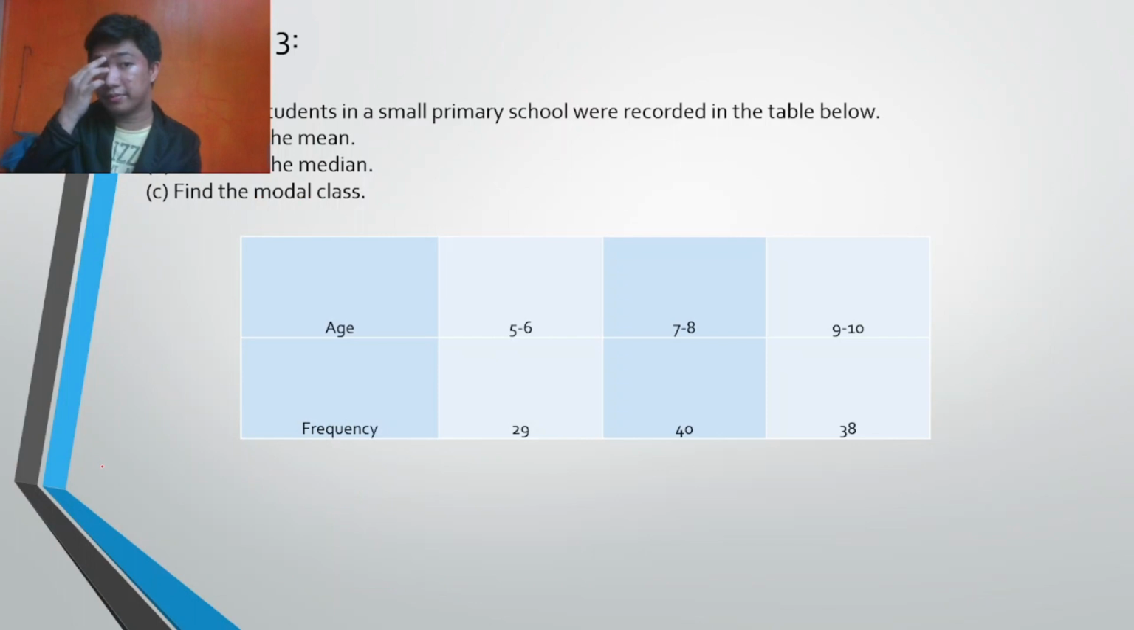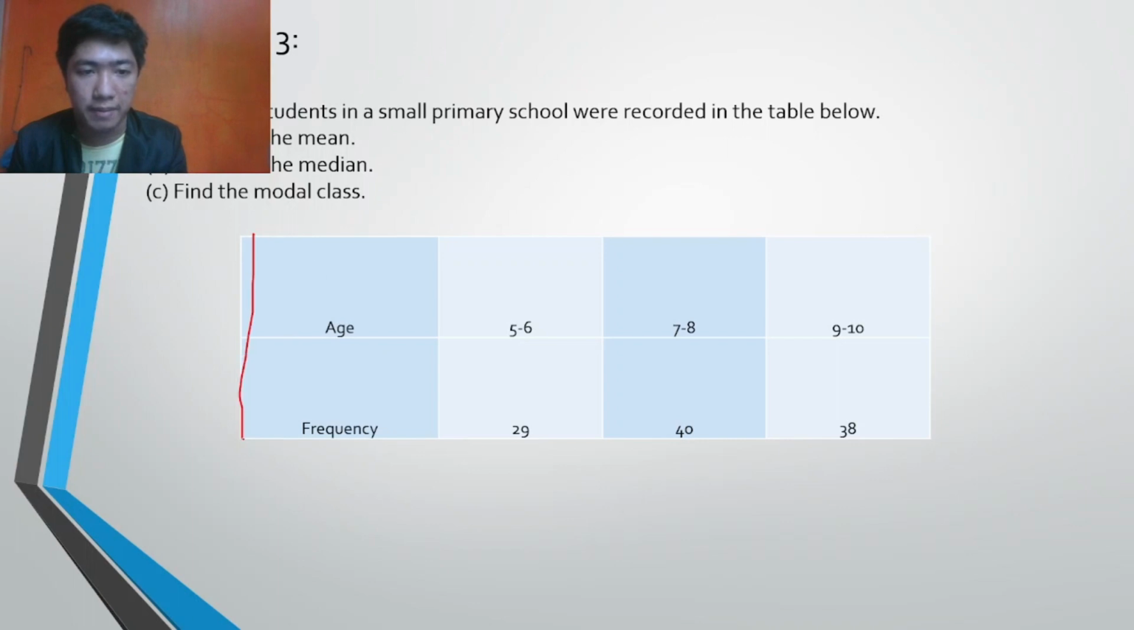Example number 3. The ages of students in a small primary school were recorded in a table below. A. Find the mean. B. Find the median. And C. Find the modal class.